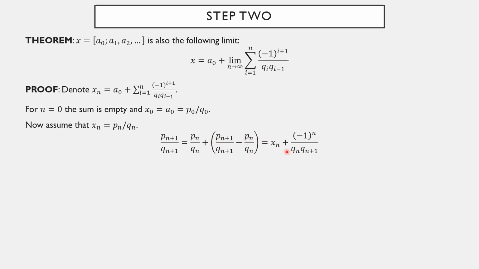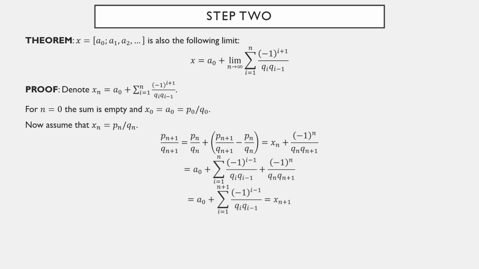However, over here, we've already established that p_{n+1} over q_{n+1} minus p_n over q_n is simply negative 1 to the n over q_n times q_{n+1}, and we also inductively assumed that p_n over q_n could be replaced with x_n. But now note that we have x sub n is this sum, and then what are we adding to it? Exactly the next term we would have here. So we end up with x_{n+1}. So what we've inductively proved is that p_n over q_n is simply equal to these partial sums, and the limit of the p_n over q_n we already know is the irrational number x. So x can also be written as this alternating series.